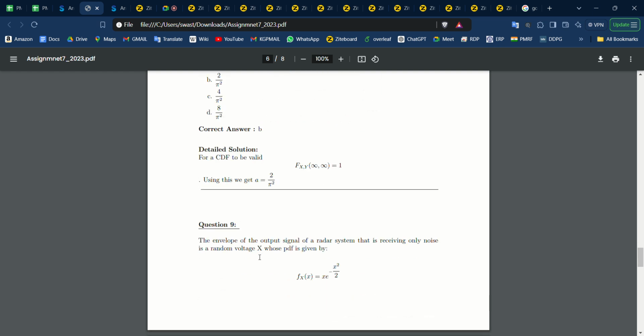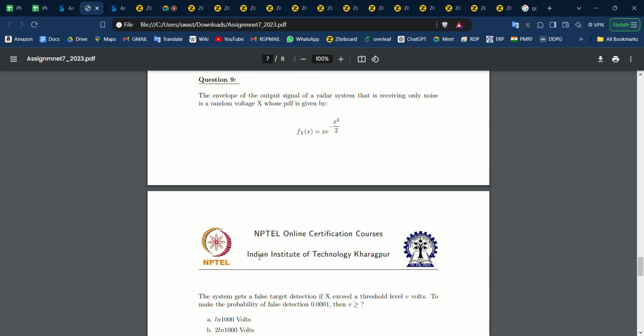The envelope of the output signal of a radar system that is receiving only noise is a random voltage whose PDF is given as this: x e to the power minus x square by 2.